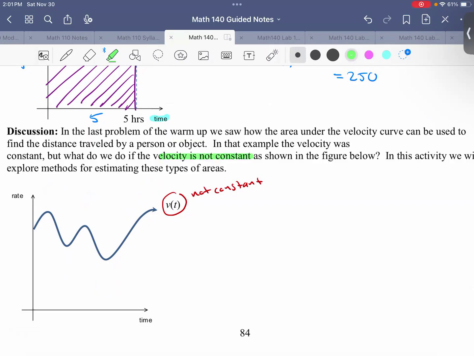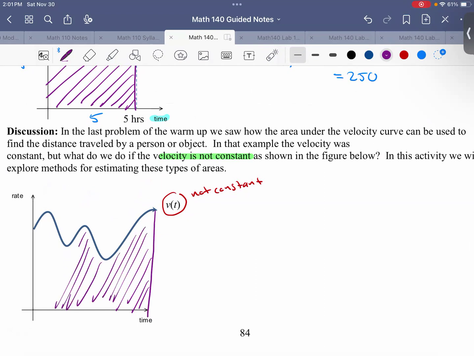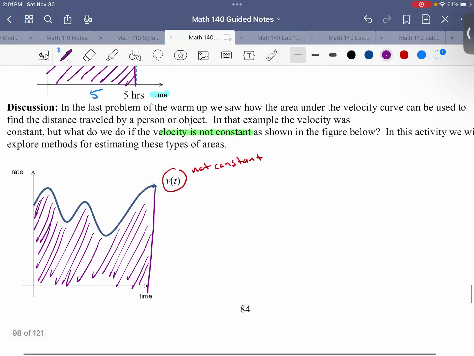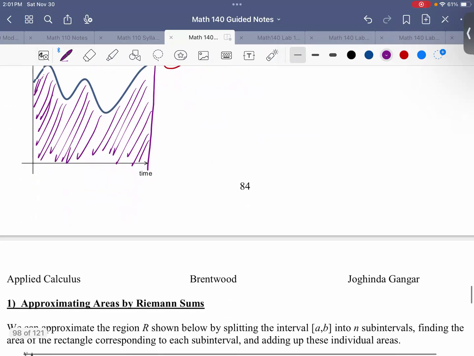So in this section, we're going to figure out a way to find the area underneath a function on a graph. Okay, so that's it for this video.